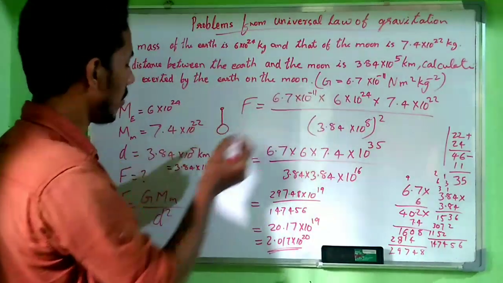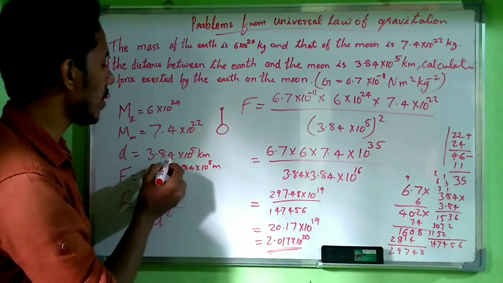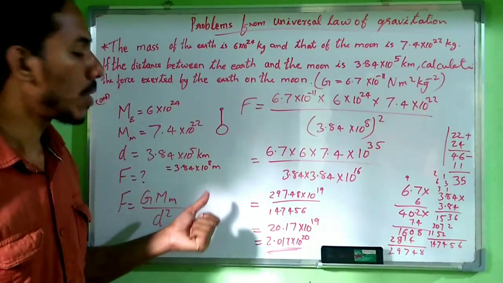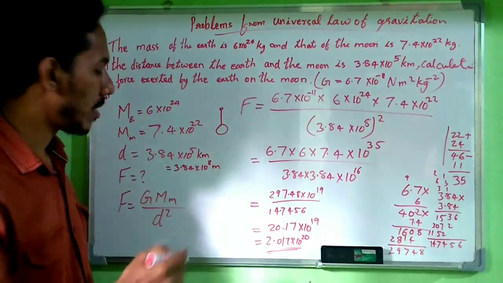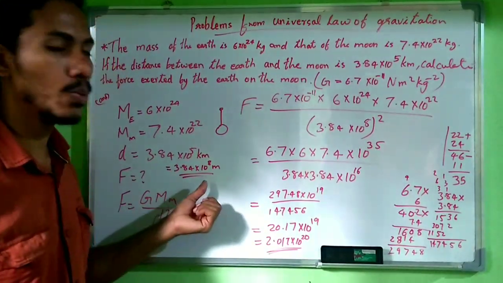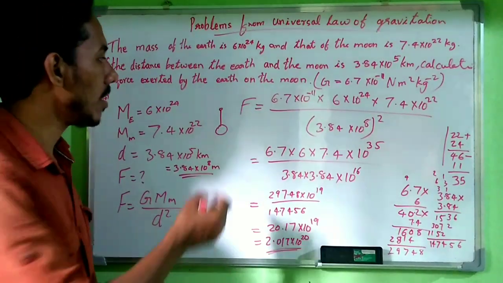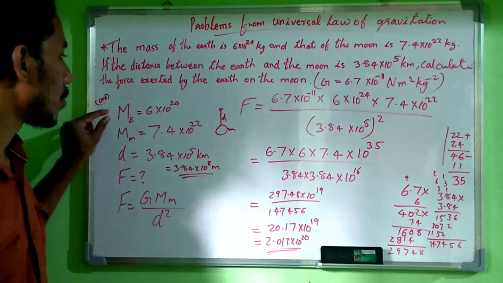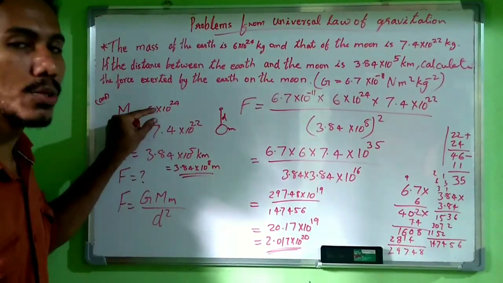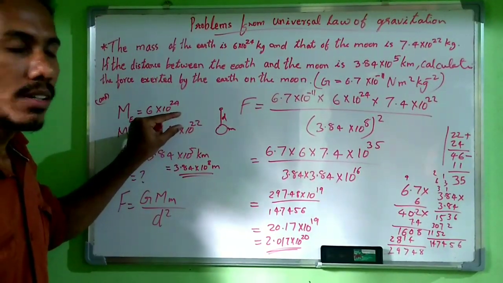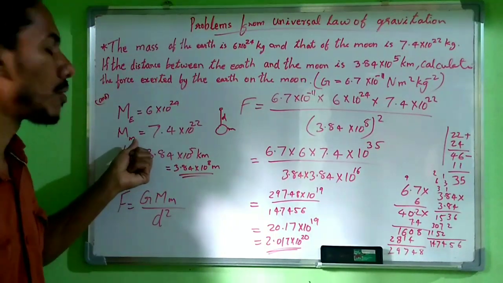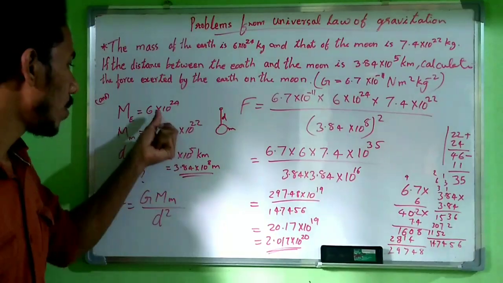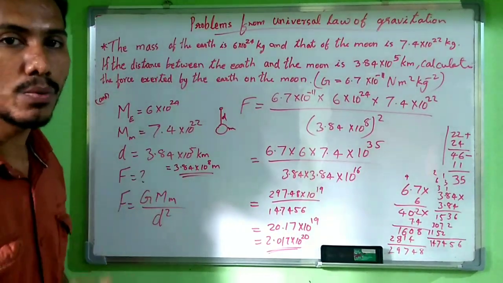Distance between them is 3.84 × 10²⁵ kilometer, not in meter. So we want to convert this kilometer into meter. That is 3.84 × 10²⁸ meter. That is the distance. Then mass of Earth is 6.6 × 10²⁴ kilogram, and mass of Moon is 7.4 × 10²² kilogram. So these are the given values.